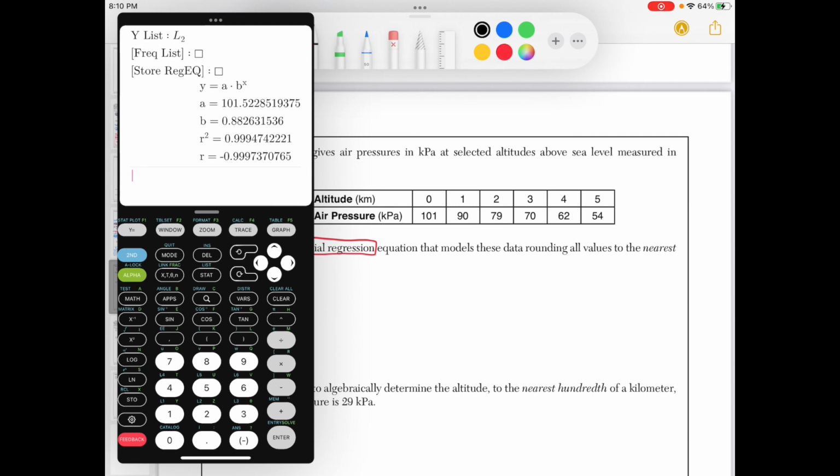So because everything was done entirely on the calculator, and I cannot stress this enough, you show your work by copying the calculator screen. So y equals a times b to the x, and then a equals 101 point blah blah blah.